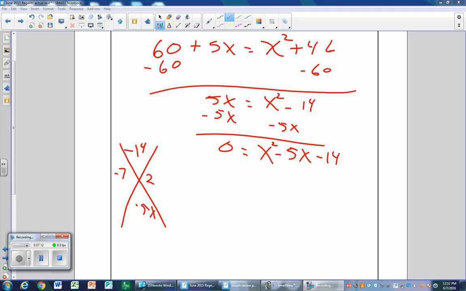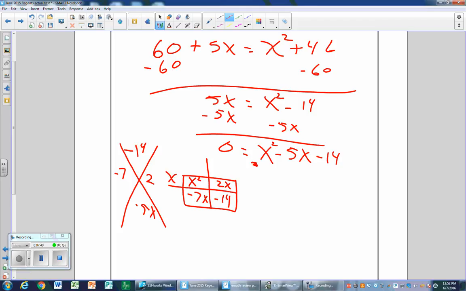Okay, so here, because there's no number in front of the x squared, I can do this method. I can do the x box. There's no need for me to do the box part of it, but just in case you don't know, that's x squared. That's negative 14. Remember this? Then we have negative 7x, and we have positive 2x. What's the greatest common factor between x squared and 2x? That's just x. And the greatest common factor between those two is negative 7.